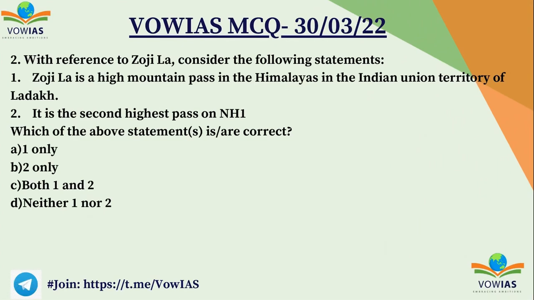Now let's look at the next question, the second question. With reference to the Zojila, consider the following statements. 1. Zojila is the highest mountain pass in Himalayas in the Indian Union Territory of Ladakh. 2. It is the second highest pass on NH1. Which of the following are correct? A. 1 only, B. 2 only, C. both 1 and 2, and D. neither 1 nor 2.